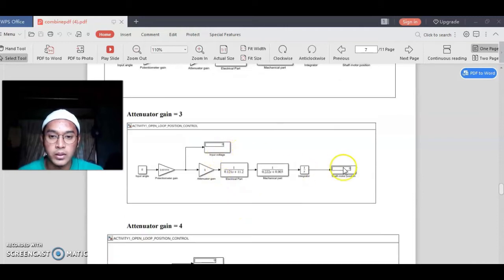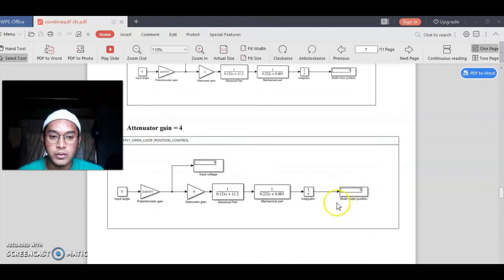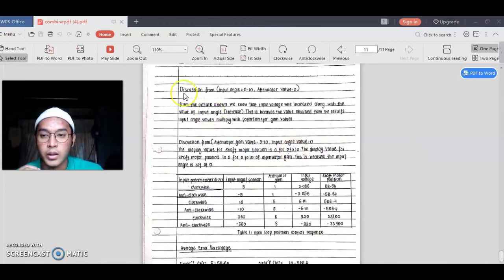Okay, let's see this one. For attenuator gain 3, the input voltage and shaft motor position are 0. For gain 4 also, they still give the same answer. This is for input angle 0 until 10 with the attenuator value at 0.